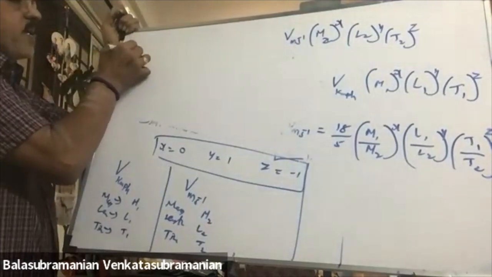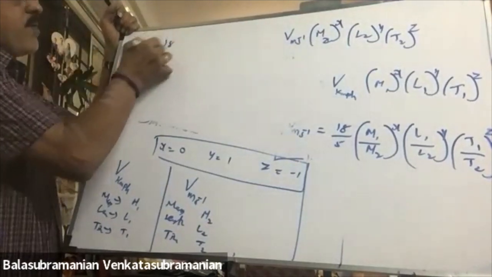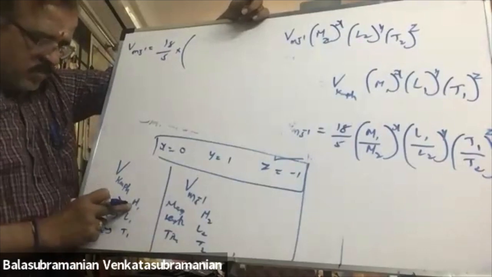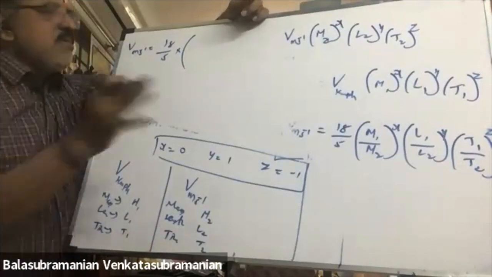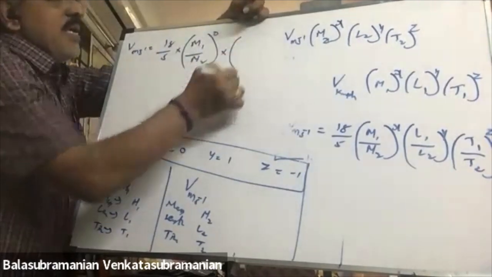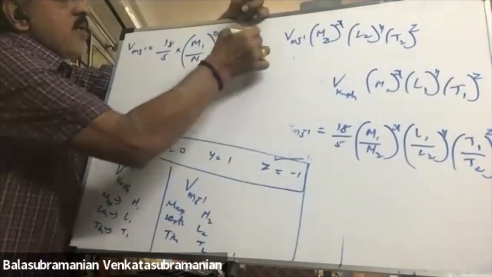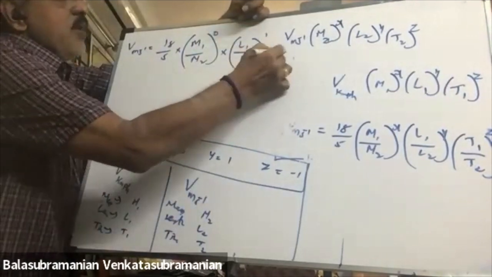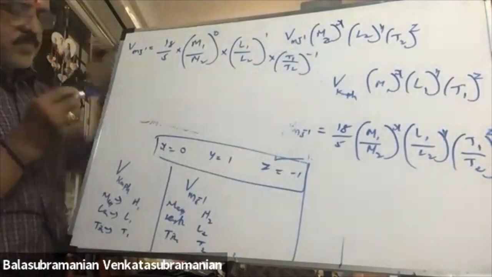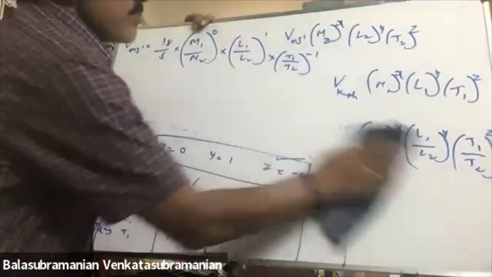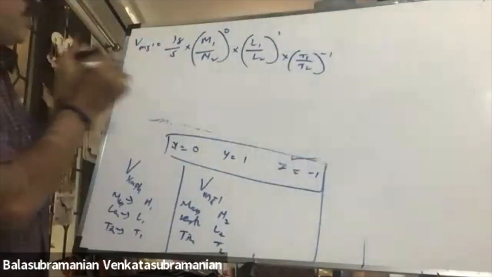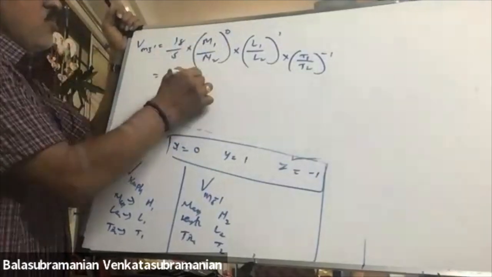V meter per second is equal to 18 by 5, M1 by M2 power X. What is M1? Kilometer per hour, no mass at all. M1 by M2 power X is power 0. L1 by L2 power Y. What is Y? 1. T1 by T2 power Z, minus 1. Okay. 18 by 5, power 0, 1.